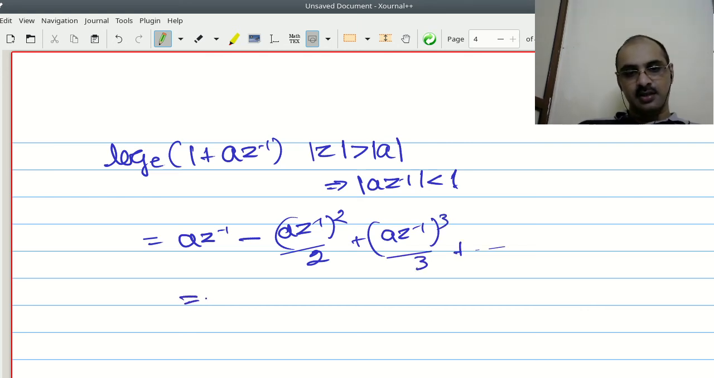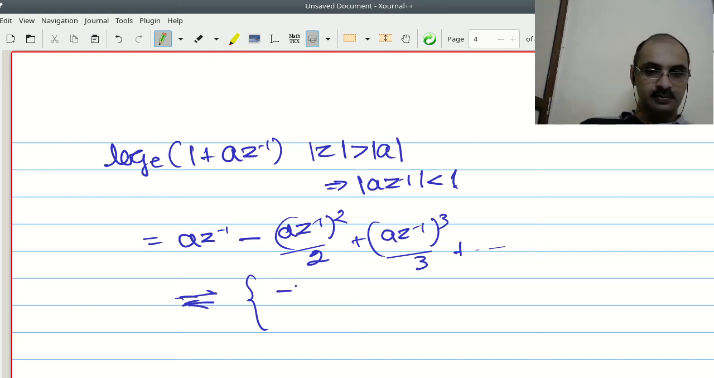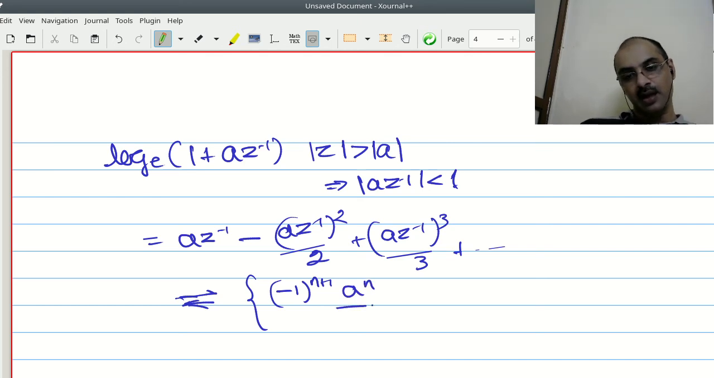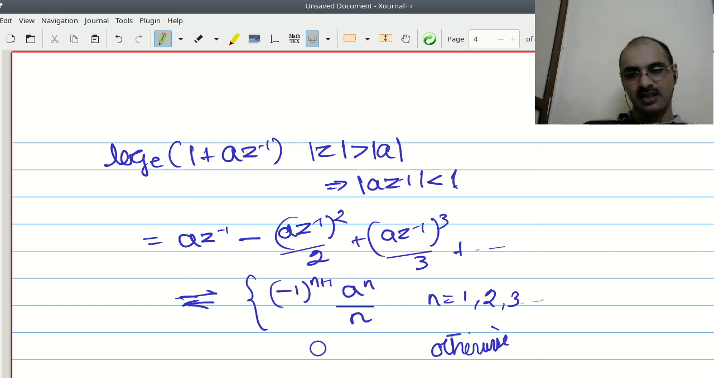And this corresponds to the sequence, and you can verify this. Basically, the sequence is defined only for n equal to 1, 2, 3 and so on. So the sequence is minus 1 power n plus 1, because for odd numbers it is positive and for even numbers it is negative, and it takes the value a power n upon n for n equal to 1, 2, 3 and so on, and 0 otherwise. So this is an interesting sequence, and you can use the power series. For this, the power series is probably the easiest approach, because other approaches will likely lead you to some complications.